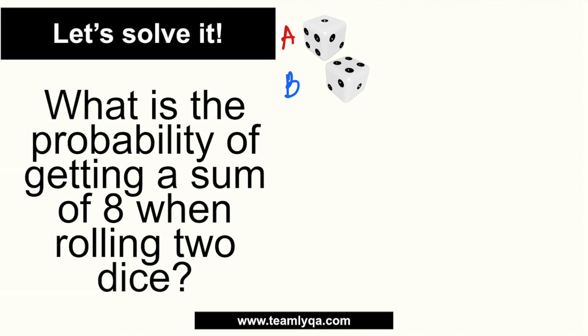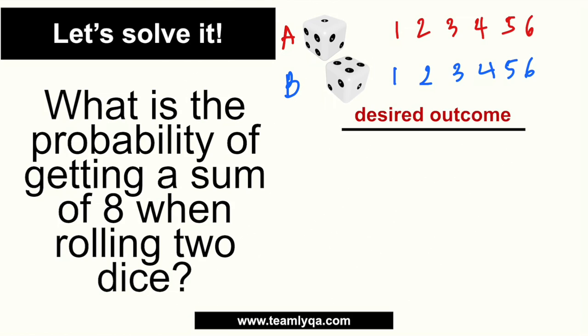Now, bawat isa sa kanila ay merong mga sides. At yung sides nila ay 1, 2, 3, 4, 5, at 6. Si dice A din, meron din siya noon. 1, 2, 3, 4, 5, 6. At dahil dalawa silang sabay mong i-roll, yung combination nila, bibilangin mo. Kasi nga, ang gusto natin is desired outcome over the total number of possible outcomes.